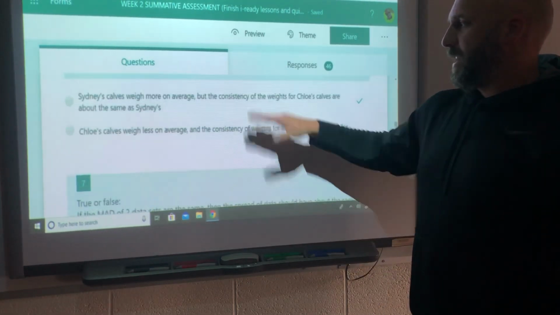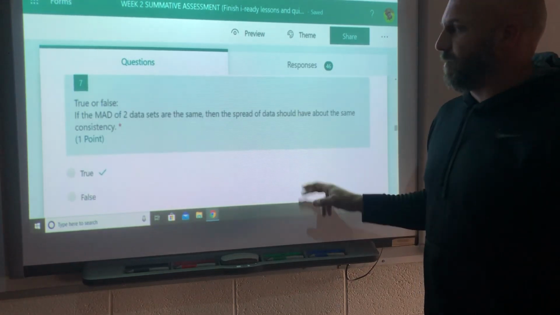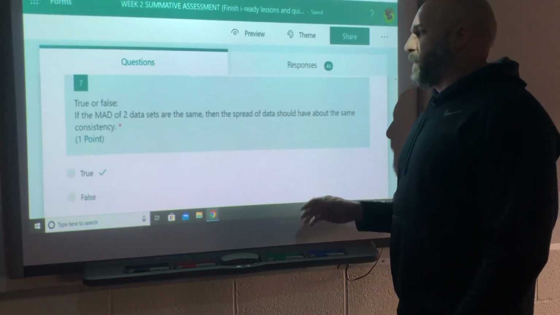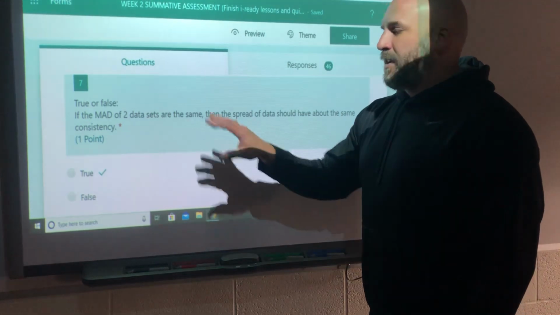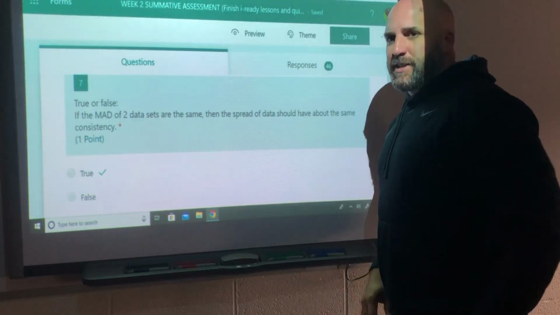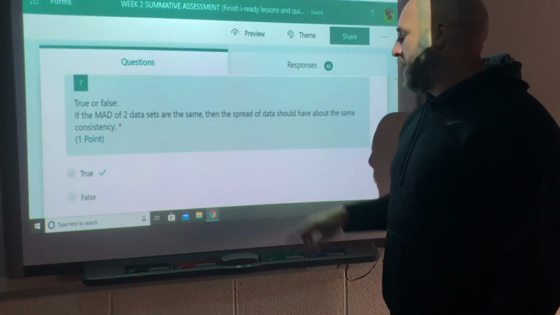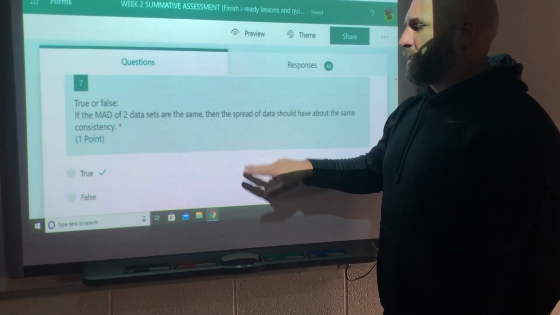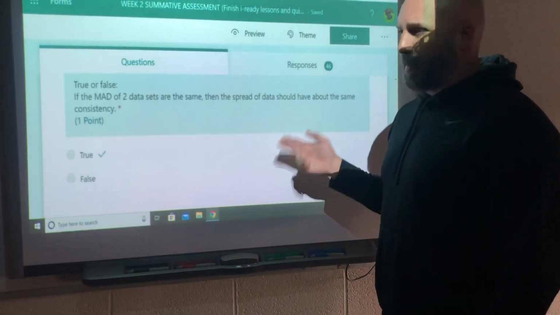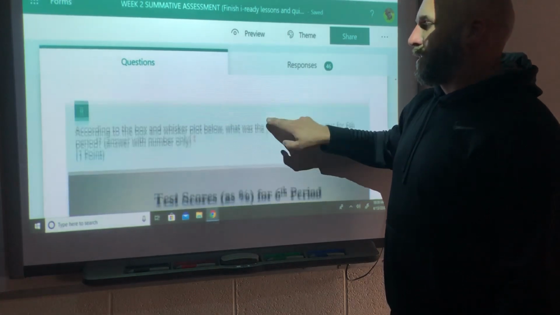We just talked about that one in the problem before, which would be true. All right, when the MADs are the same, they're equally consistent, even though they're not necessarily the same answers. They're just consistent.